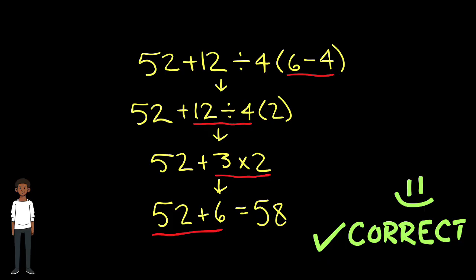Step 1. Parentheses first. 6 minus 4 equals 2. This leaves us with 52 plus 12 divided by 4 times 2. Step 2. Look at the multiplication and division from left to right. Division comes first as we scan from left to right. 12 divided by 4 equals 3. Now we have 52 plus 3 times 2. Next, perform multiplication. 3 times 2 equals 6. Finally, perform addition. 52 plus 6 equals 58. The correct answer is 58.